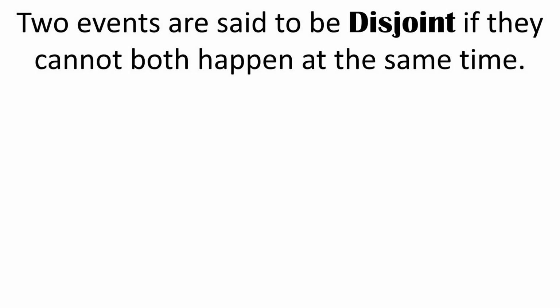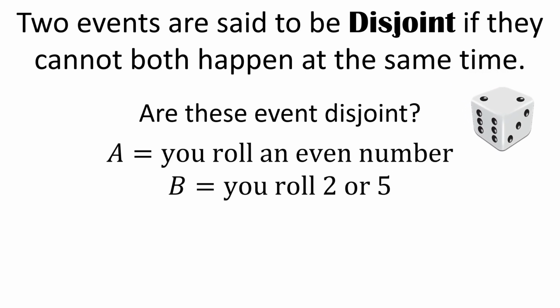Okay, so moving on to the next concept. Two events are said to be disjoint if they cannot both happen at the same time. Let's look at the example of rolling a die. Question, are these events disjoint? Event A is you roll an even number. Event B, you roll a 2 or a 5. Are these events disjoint? In other words, can they both happen at the same time or not?